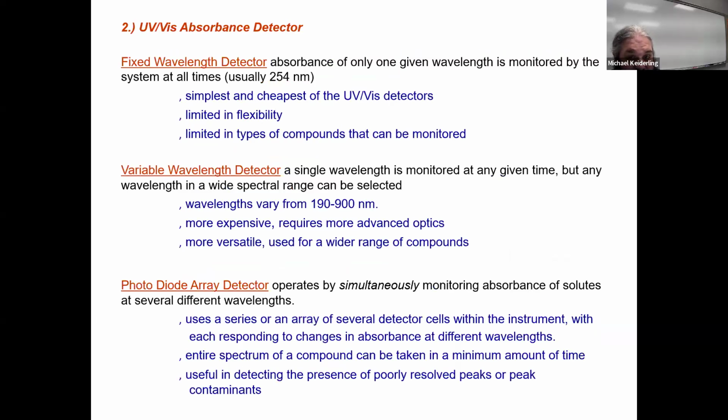The fixed wavelength detector monitors only one given wavelength at all times. This is usually 254 nanometers. It's the simplest and cheapest of the UV visible detectors. It's limited in flexibility and limited in the type of compounds that can be monitored, but it's simple and inexpensive. A variable wavelength detector monitors only one wavelength at any time, but any wavelength in a wide range can be selected. The wavelengths will vary from 190 to 900 nanometers. This is more expensive. It requires more advanced optics, but it's also more versatile and can be used for a wider range of compounds.